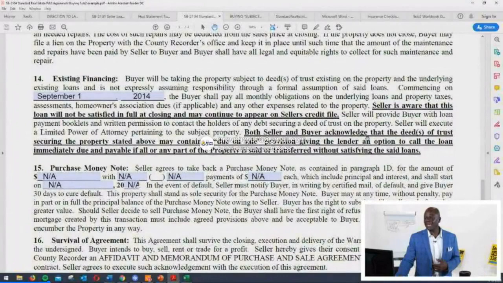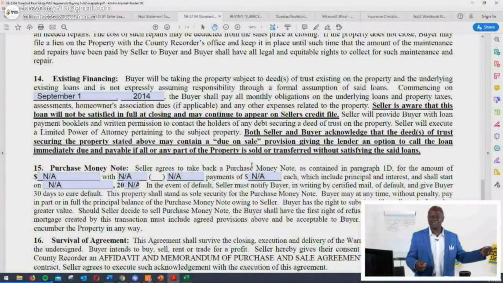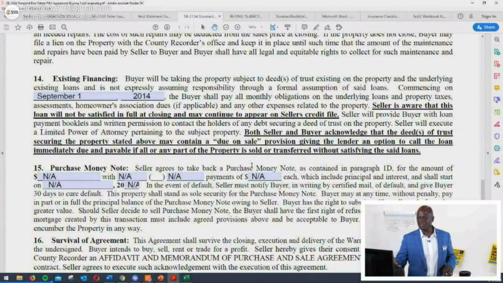and the buyer acknowledge that the deed of trust securing the property may contain a due on sale provision, giving the lender an option to call the loan immediately due and payable. They may ask you about that, and you'll tell them what I said earlier. Typically, this is a paragraph that's in all loans that basically says the bank reserves the right to call the loan due and payable. But how many of us know that if you sold your interest to your wife or your brother or your cousin, that would be on you.